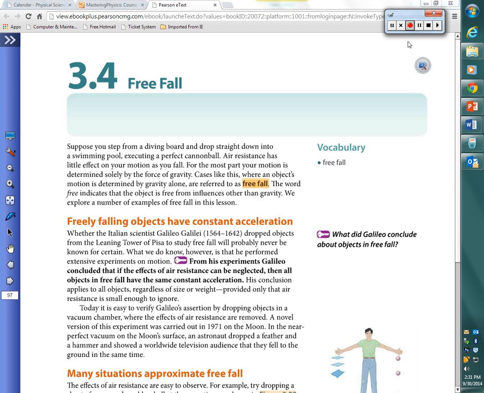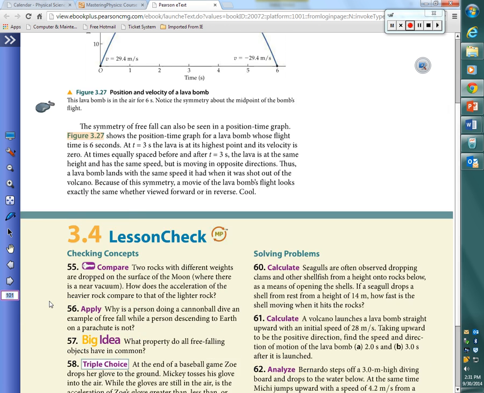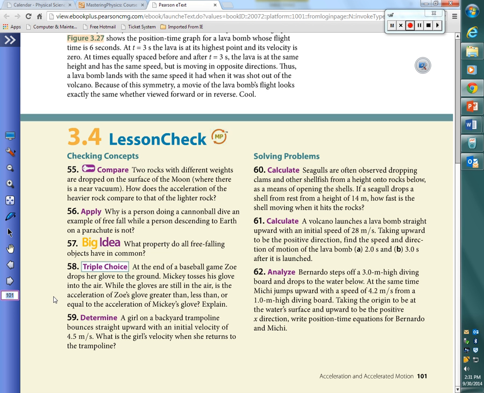Okay, so over the past couple of days, we've been talking about section 3.4, and 3.4 deals with free fall. We talked about free fall: when an object is in free fall, what's true about it? There's no effect other than gravity. Gravity and gravity only, okay? So we're going to do a couple of examples dealing with that situation. We're going to start on page 101, which is the end of section 3.4, the lesson check. Let's go through a couple of these.